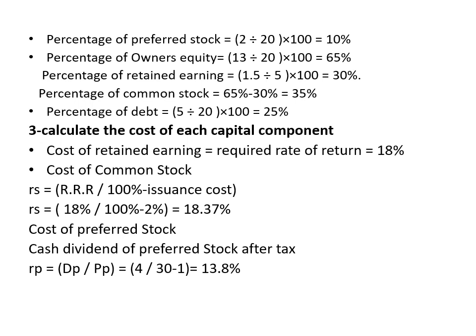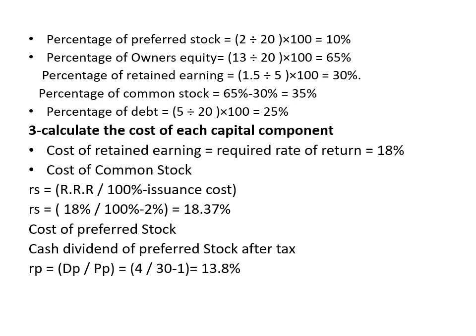18%. The cost of common stock will be equal to the required rate of return divided by 100 minus the issuance cost. The issuance cost for common stock, he told you that it's 2%, which means the cost of common stock will be 18.35. So the cost of retained earnings is 18, the cost of common stock is 18.35.